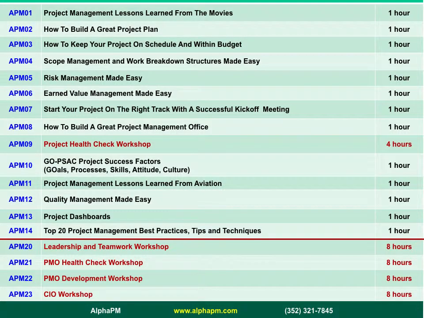So this is my webinar program. Number 1 to 14 are the webinars, and they're all typically 1 hour, except for number 9, which is the health check workshop that uses the health check tool, and that's a 4-hour workshop. And all of these come with tools and templates related to the topic. And then finally at the bottom you can see there are 4 workshops, 2 of them PMO workshops that might be of interest to you, that are typically 1 day each.